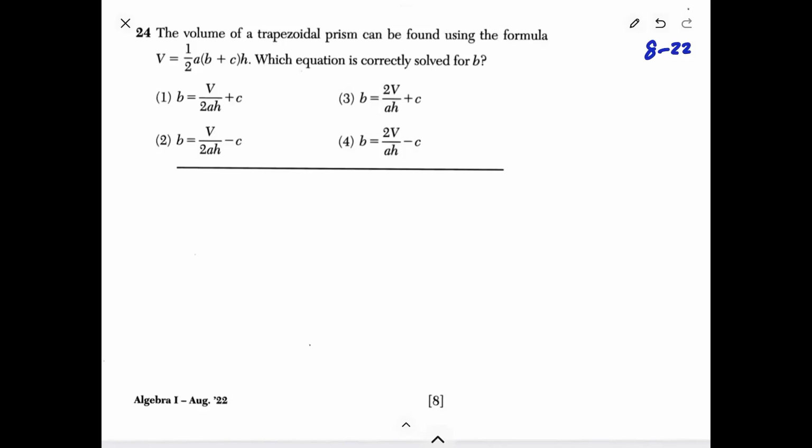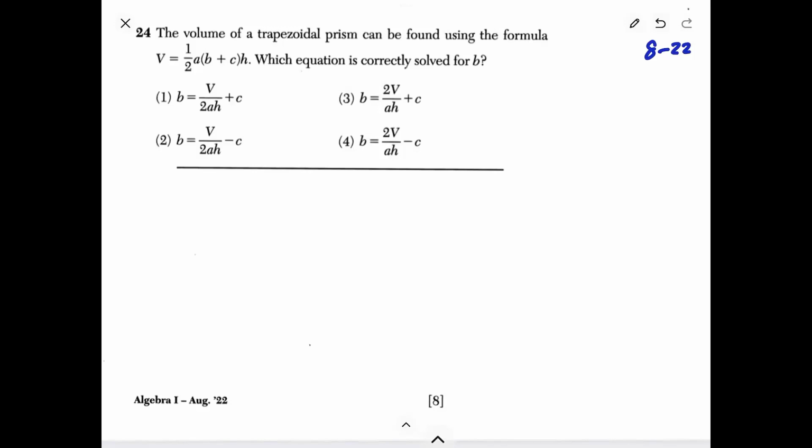This question was taken from the August 2022 Regents exam. And it's an example of one of those questions we call rearranging the formula. So the original formula that they give us is to calculate the volume of a trapezoid. So it's 1/2 A times parentheses B plus C times H.